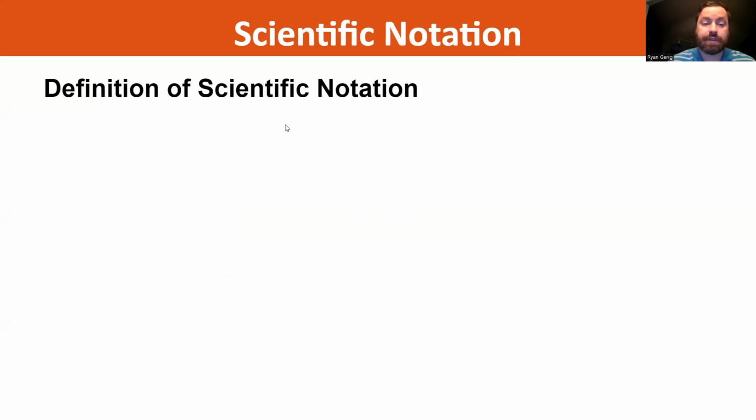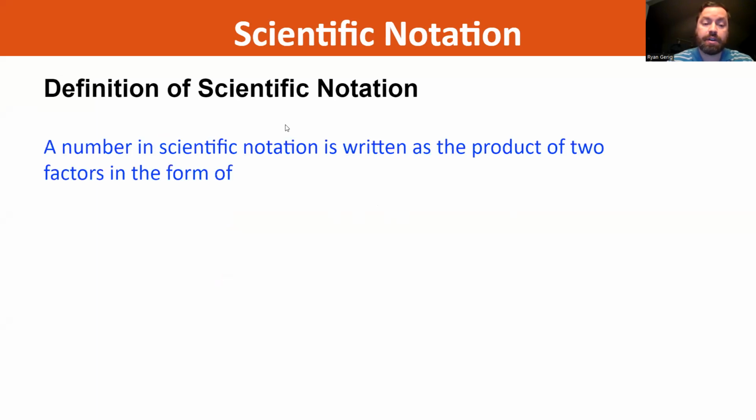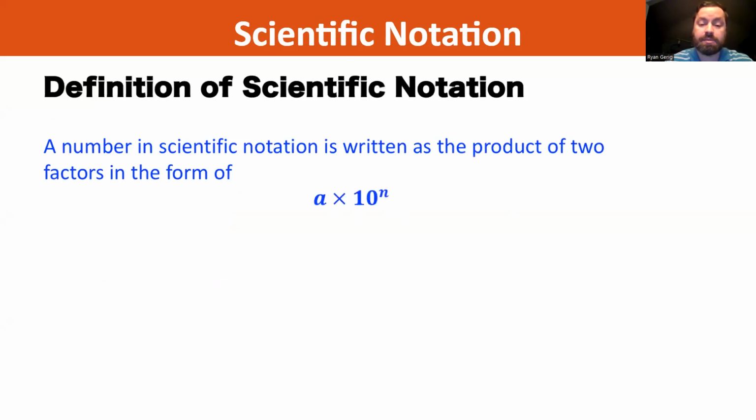So, the definition of scientific notation: a number in scientific notation is written as the product of two factors in the form of a times 10 to the n. Now, there are some important things you need to notice here. A has to be between 1 and 10, if it's not, it's not in scientific notation. And n has to be an integer, which means a whole number, no decimals. It can be positive. It could also be negative.